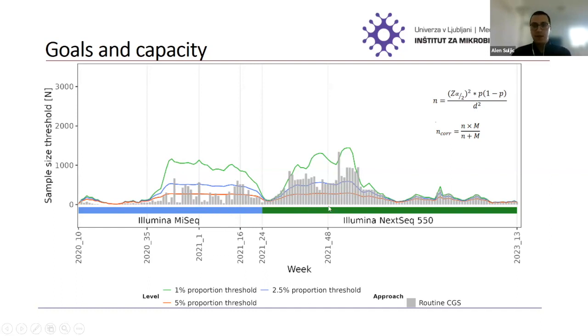We can observe that only with complete genome sequencing, we were able to perhaps ensure the detection of a circulating variant at 5% proportion, seen here in the first two waves, dominated by the B.1.258.17 variant, and the subsequent Alpha wave, and then when we employed the higher throughput sequencer, we were able to reach 2.5% thresholds using the complete genome sequencing.